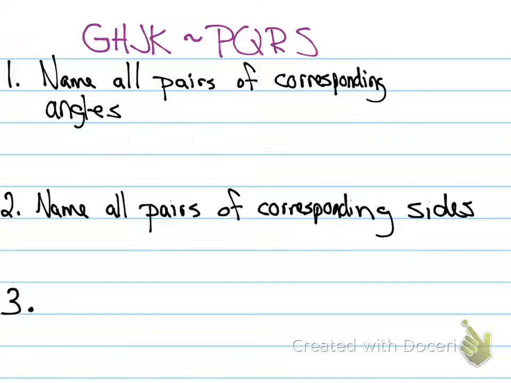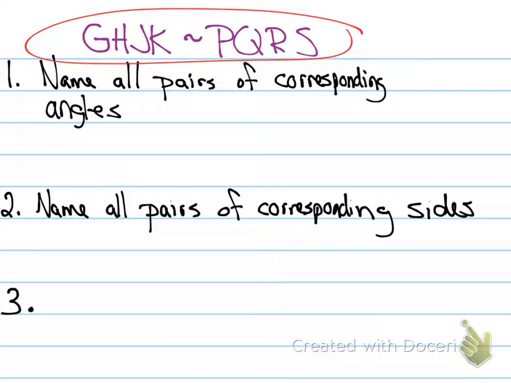We're reviewing for your test tomorrow over 6.4 to 6.8. The first thing I want you to do is name all pairs of corresponding angles and sides. Now, I have not given you the shapes, but that's okay. On your test tomorrow, you will have the shapes. But remember, when you're looking for corresponding angles and sides, it's really difficult to gauge it off of the figures because they'll be all rotated in different directions.